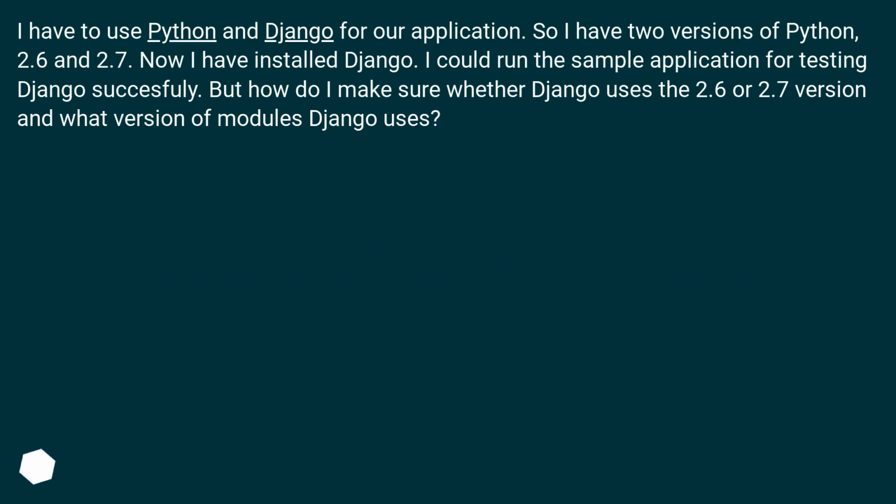I have to use Python and Django for our application. So I have two versions of Python, 2.6 and 2.7. Now I have installed Django. I could run the sample application for testing Django successfully. But how do I make sure whether Django uses the 2.6 or 2.7 version and what version of modules Django uses?